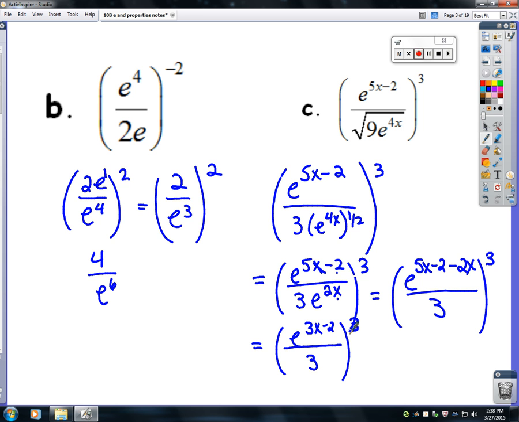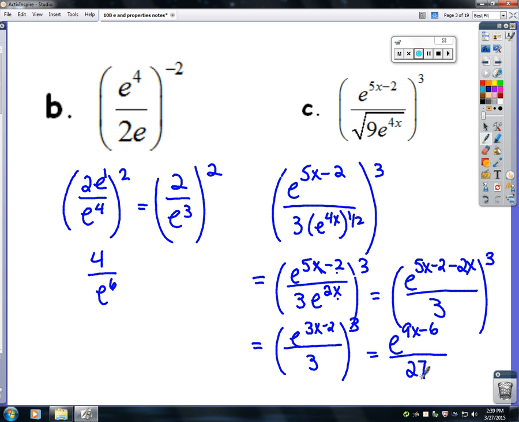So my final answer here. I'm going to distribute this 3 on that binomial. So I get e to the 3 times 3x, which is 9x, 3 times negative 2 is negative 6, all over 3 to the third, which is 27. So there's my final answer. So all we're doing is applying those properties of exponents. So like I said, we treat e as a base.